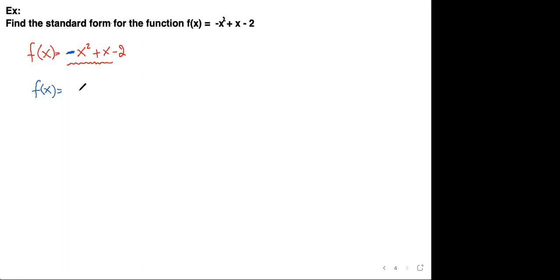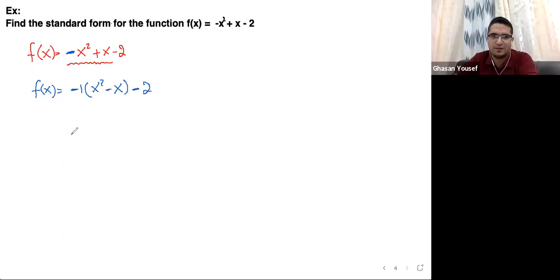So it's going to be -1, parentheses x squared minus x, close parentheses, minus 2. Yes, nice. Thank you. So we factor the -1 from the first two terms. We're going to get -1, open parentheses, x squared minus x, minus 2. Now the coefficient of x squared is 1. This is what I need. I'm focusing here. The coefficient is 1, positive. This is what I need.